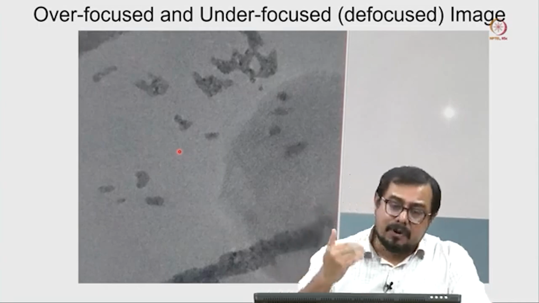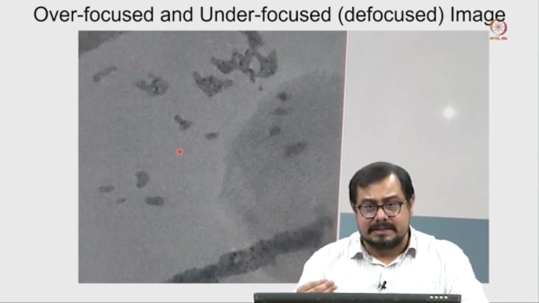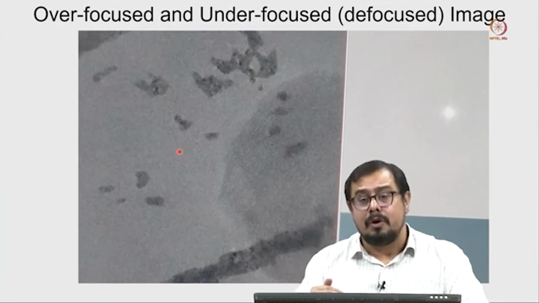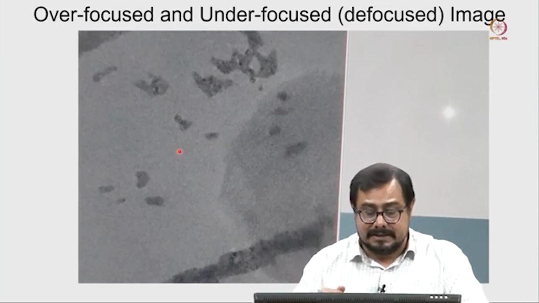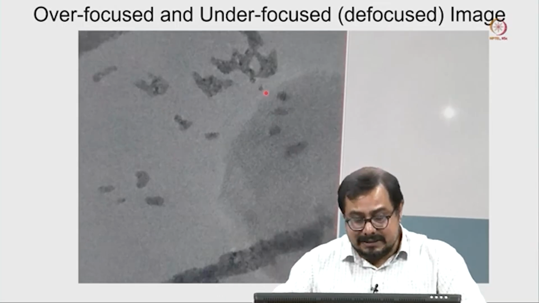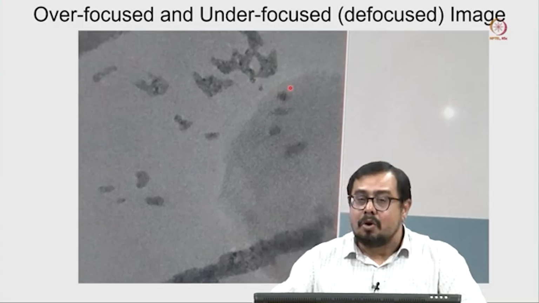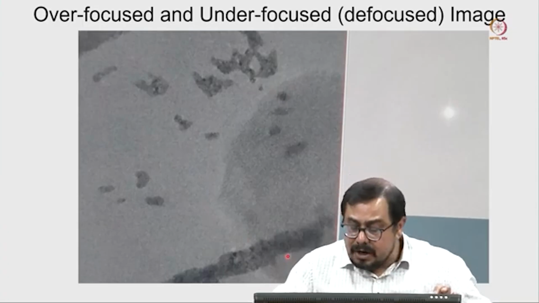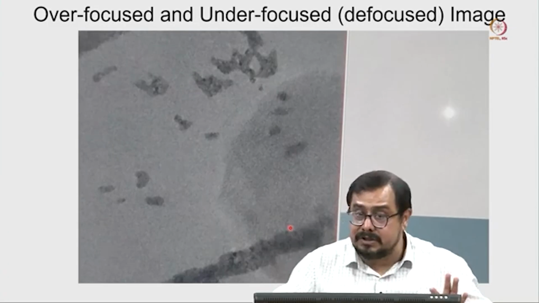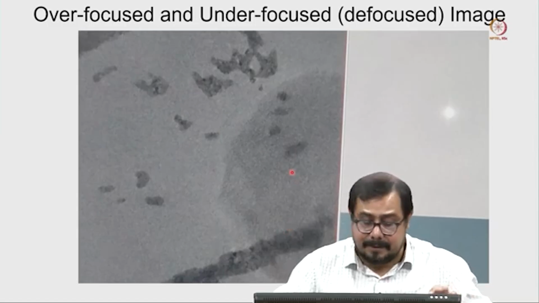So, if we really want to see our biological sample, we have to defocus our images. Here you can see this is not a defocused image, but when you defocus that image, the boundary of this big object will be very clear, even though it is not a biological sample.